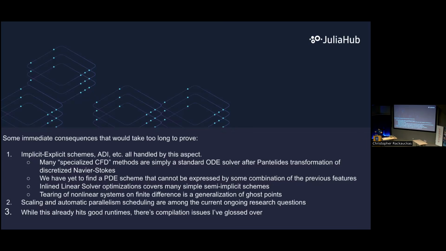So I would say we have yet to find a PDE scheme that cannot be expressed by this combination of previous features. Again, you do need to use a generalization a little bit where you say, discretization also means transform into an optimization problem that then covers the physics-informed neural networks and neural operators. But under that generalization, you get this more general form. Inline linear solver optimizations covers a lot of what people do by hand, or actually just inline linear solve pieces. And there's also other details as well, like tearing and nonlinear systems.